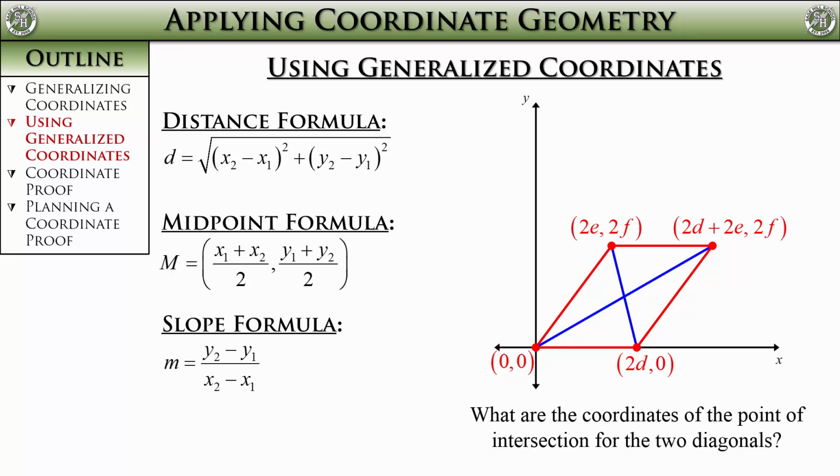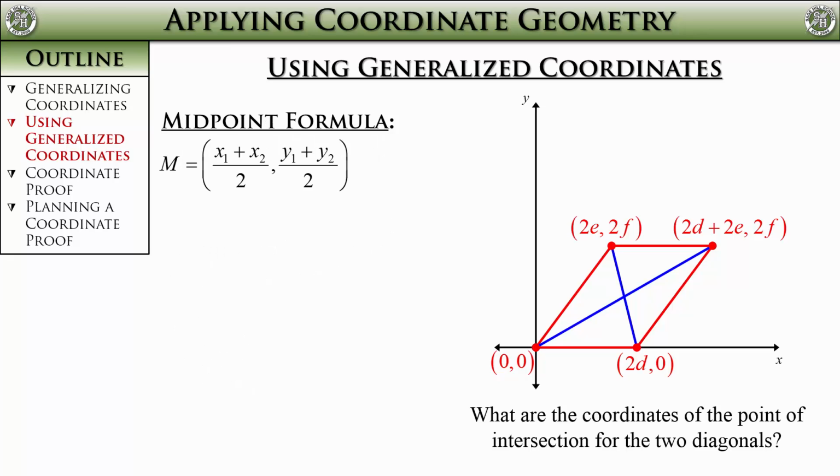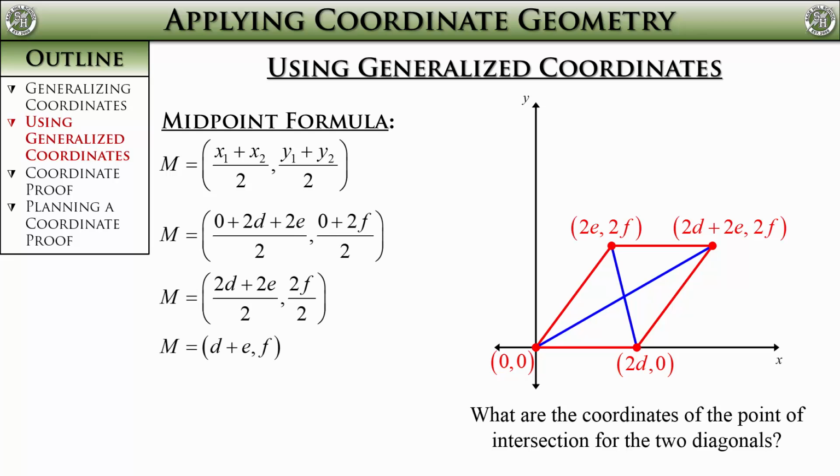For this problem, we need the midpoint formula, so I will get rid of the others for now. It doesn't matter which diagonal we use, we will get the same answer. Since one of our coordinates is (0, 0), that seems like a good pair to use. This is another good time to try it before I give you the answer. This is what you should have gotten for the midpoint. Make sure you can follow what happened. These are the coordinates of our point of intersection.